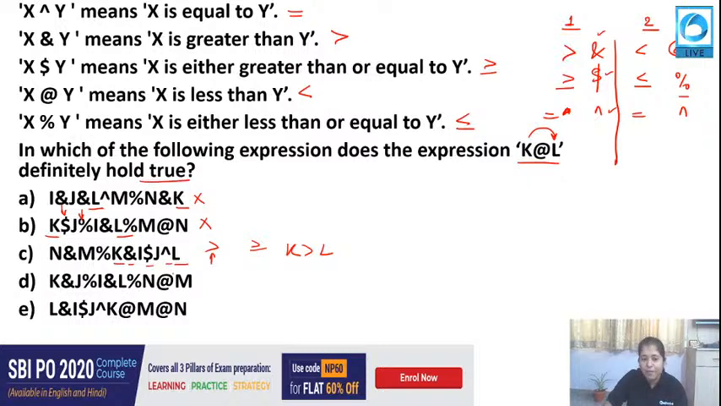So third wala aapka definitely false ho jayega because you should get a less than symbol and you are getting a greater than symbol. Okay? So this one again will not be true here.